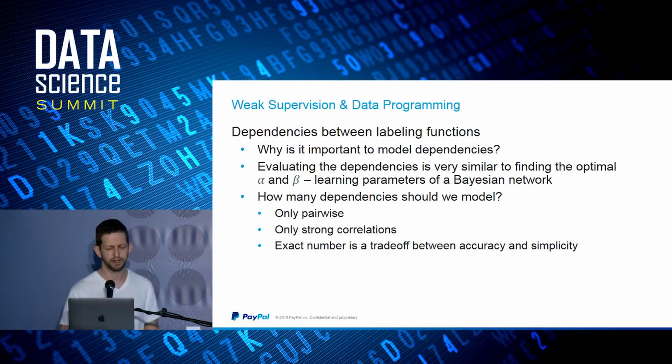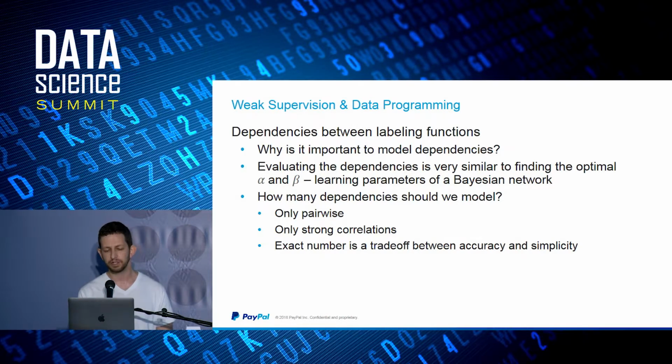In practice, most people only model pairwise correlations between the functions, even though there could be more complicated, higher order correlations. In practice, I haven't seen anyone try to model them. There is no good mathematical reason behind this. It just seems to work nicely.